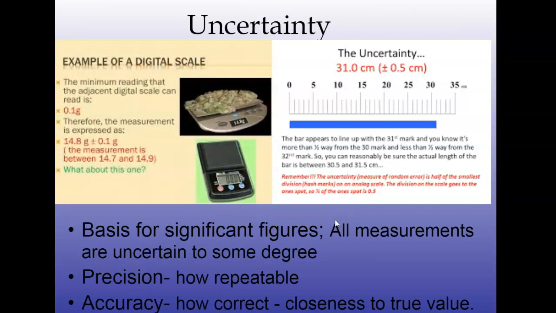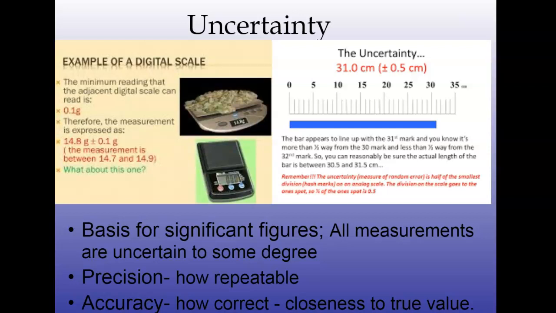All right, so the next thing that we need to pay attention to is uncertainty. This is going to be new terminology for you, and there are two types of uncertainty. We're going to express them both the same way, but we're going to do them slightly differently based on the type of measurement device we have.